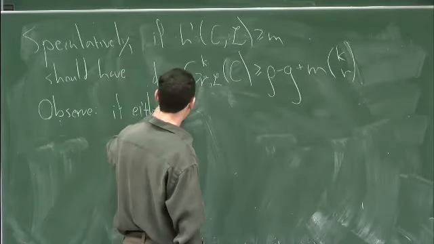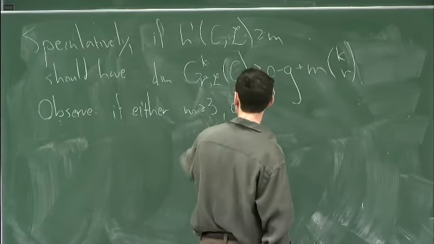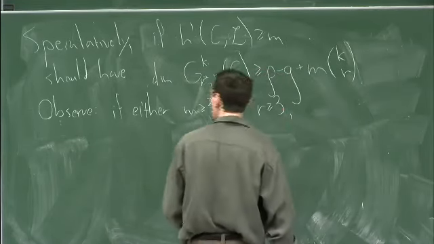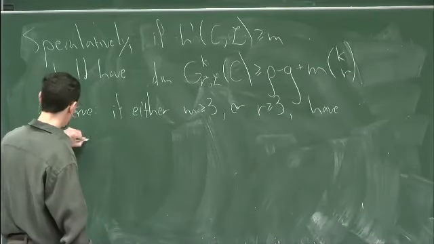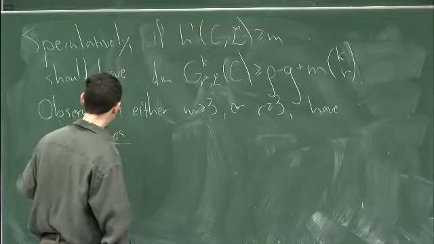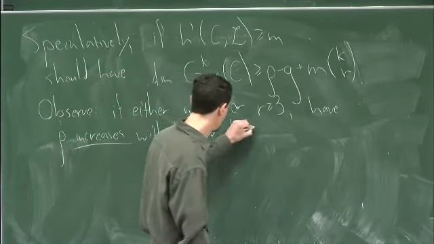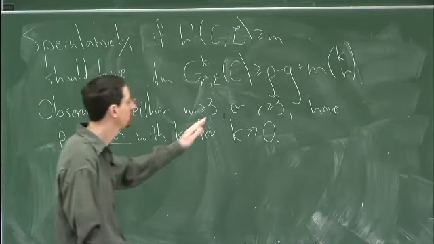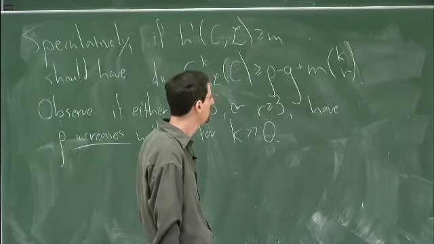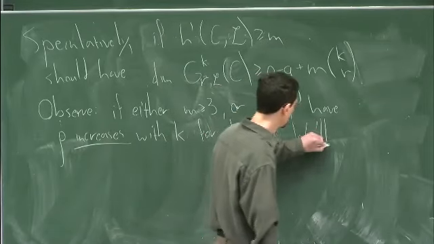So if either m is greater than or equal to 3 or r is greater than or equal to 3, we have actually that rho increases with k for k large. Okay, so we don't just throw this out. I think that what's going to happen, we'll need some non-degeneracy hypotheses, basically.